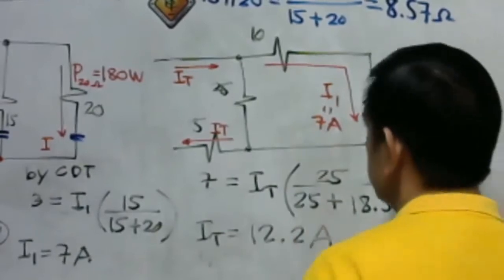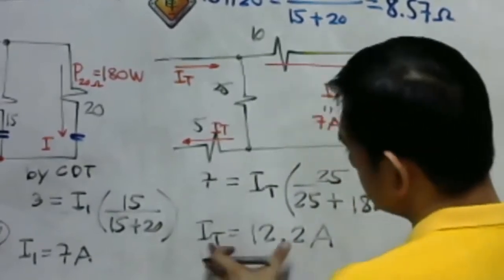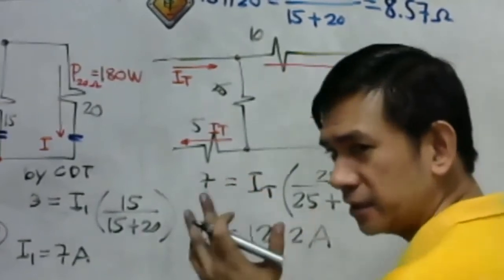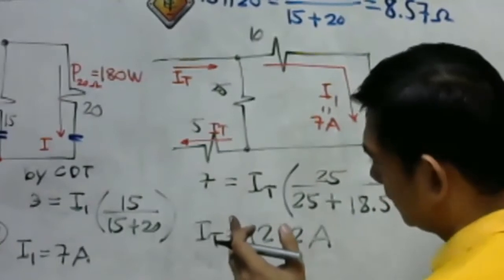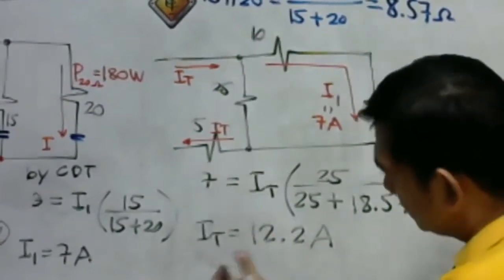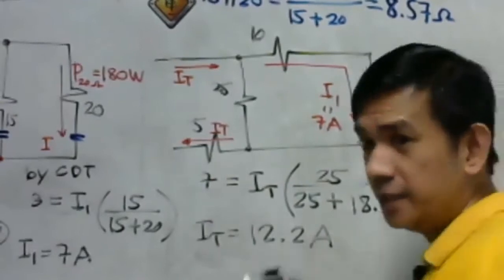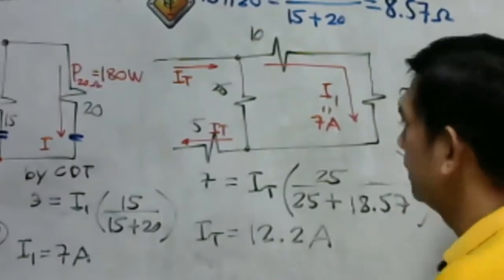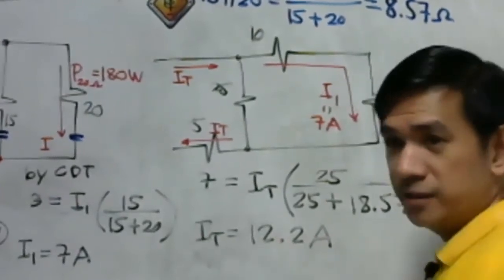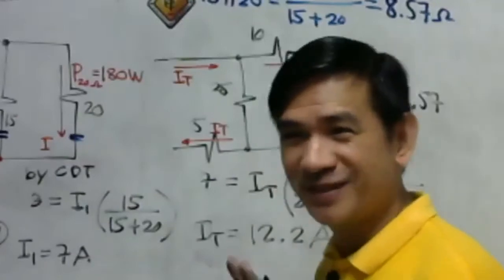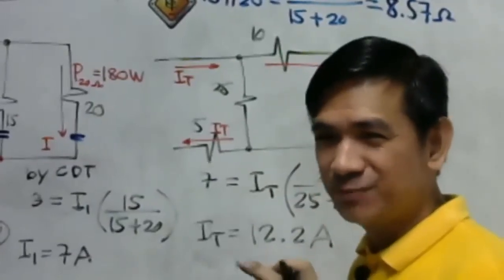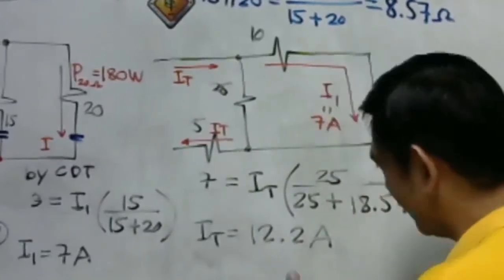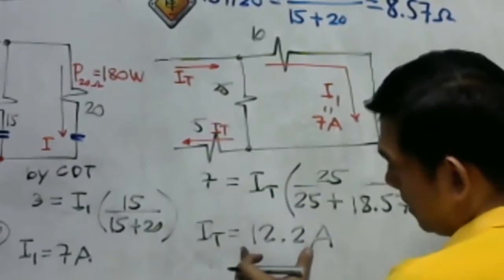12.2 amperes. Do not copy it. No, please listen carefully. There is a possibility that sometimes I am wrong, no? Because that's the reality. But I have to correct myself if I am wrong. This video has no editing. That is the difference. This is a spontaneous type of lecture. So we have here our I total.